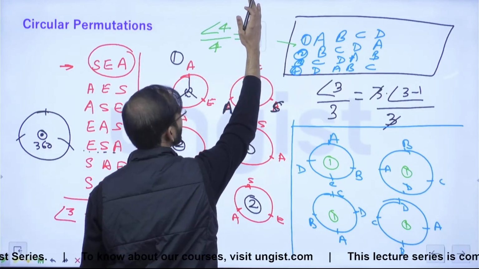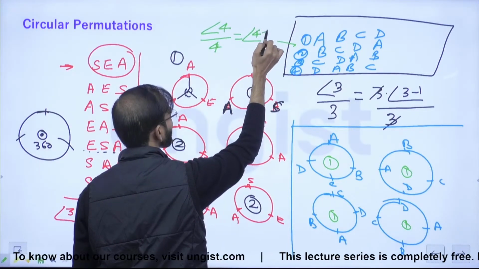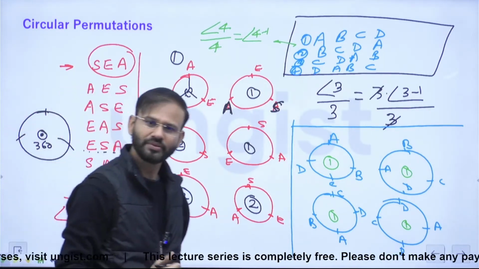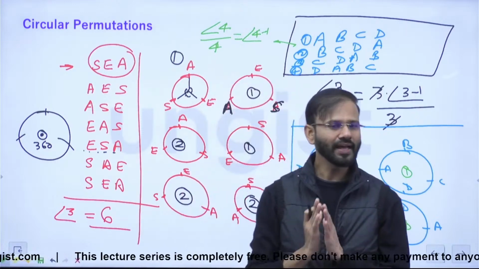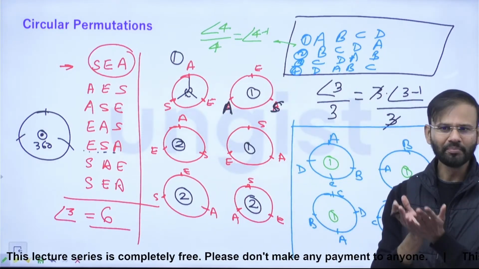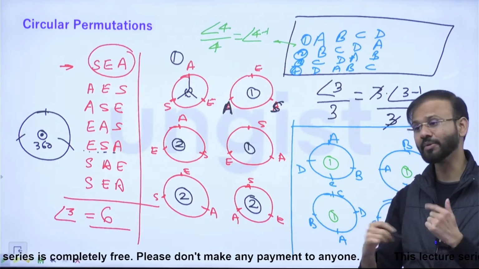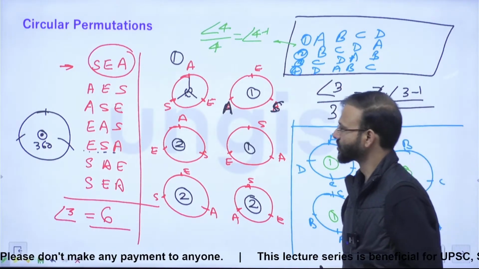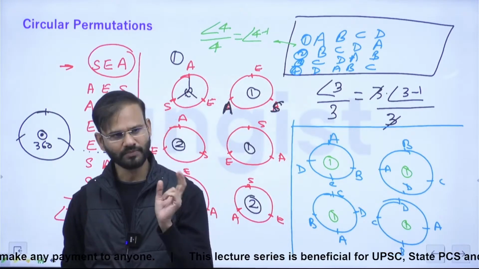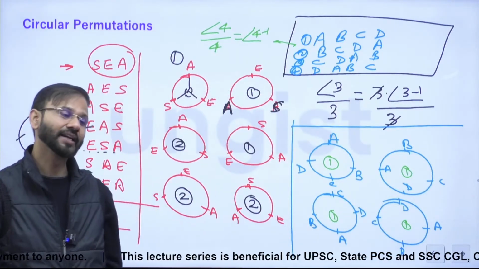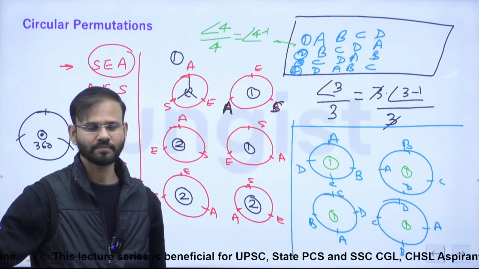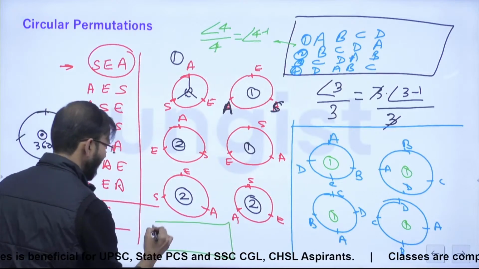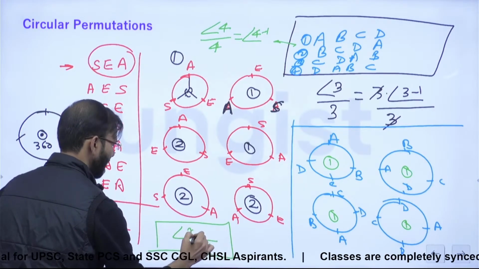This will become factorial 4 minus 1, which is factorial 3. Guys, is it clear? In case of n distinct articles or members, it is factorial n in the linear case, and in the circular case it will be factorial n minus 1. So in circular arrangements for n articles, the answer will be factorial n minus 1.